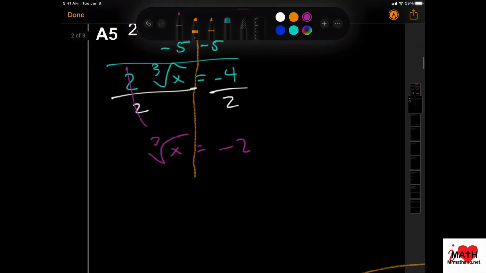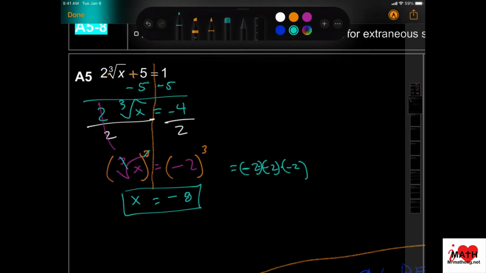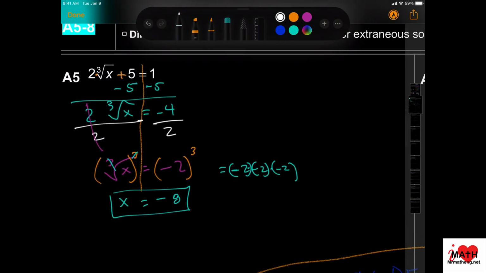Okay, now the radical sign is isolated. Now we need to get rid of the cube root. So the index there is a 3, so I'm going to take each side to the power of 3. So these will cancel, and you're left with x equals negative 2 times negative 2 times negative 2. And that will give you a negative 8. x equals negative 8. Let's go and check that answer now.